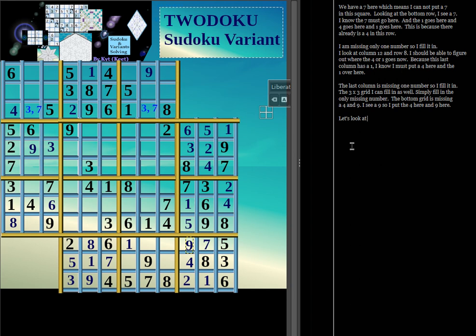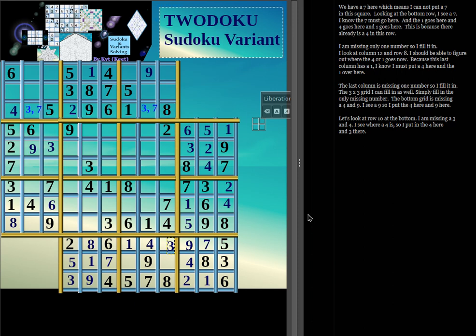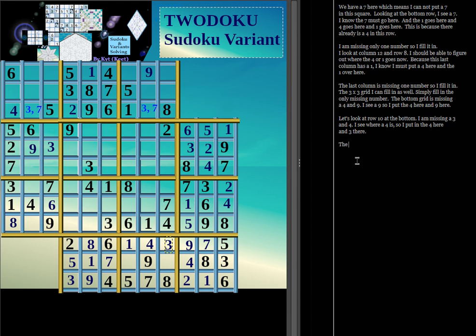Let's look at row 10 at the bottom. I am missing a 3 and 4. I see where a 4 is, so I put in the 4 here and 3 there. The bottom grid is missing a 2 and 6. And I do see a 6, so I can fill those numbers in.